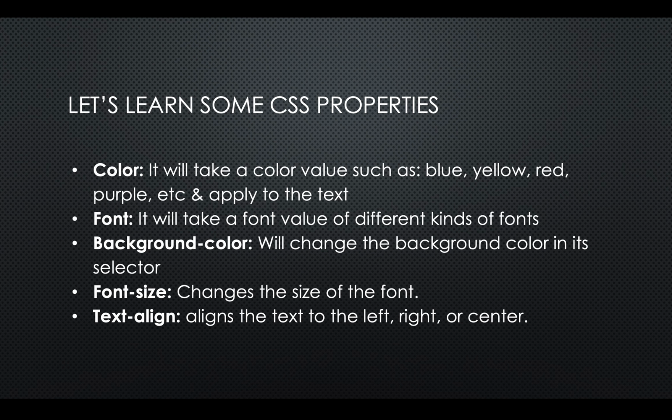We also have font. This will take a font value of different kinds of fonts. You have background color, which will change the background color in its selector. So the difference between these two is that background color will change the effect of the background, while color usually will affect the text. So with our font or our text that we have in there, if we put a color value, it will apply it to the text. We also have font size, the size of the font, and text align, which aligns the text to the left, right, or center.